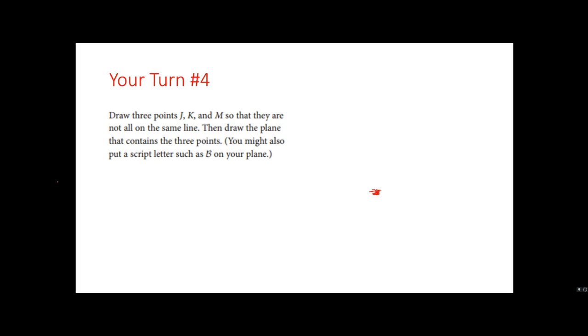All right, your turn. Number 4. Draw 3 points, J, K, and M, so that they are not all on the same line. Then draw a plane that consists of all 3 points. So look at your definition of a plane and see if you can draw it. Make sure you label it. I think here they said you can label it with a fancy B. If you want to use the R again, you could use that. That's really up to you. It's optional. Make sure you draw it in your notebook as well as on the whiteboards.